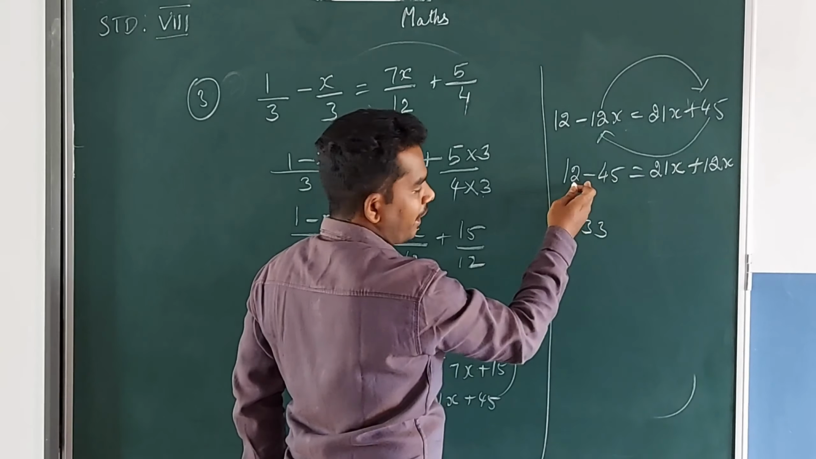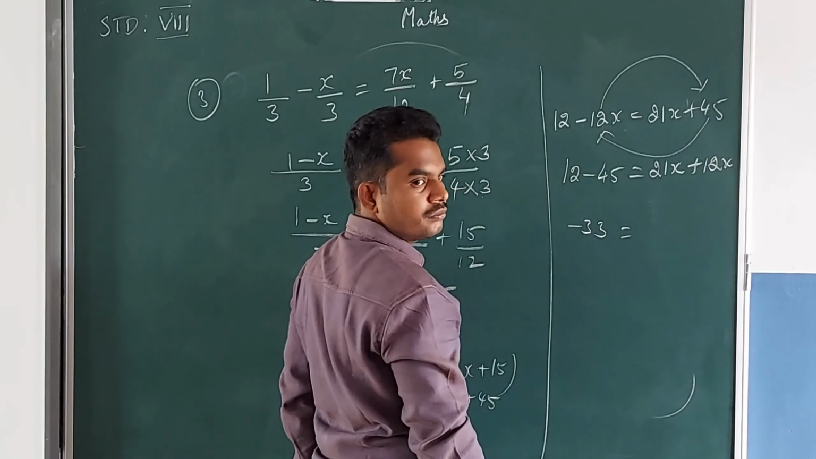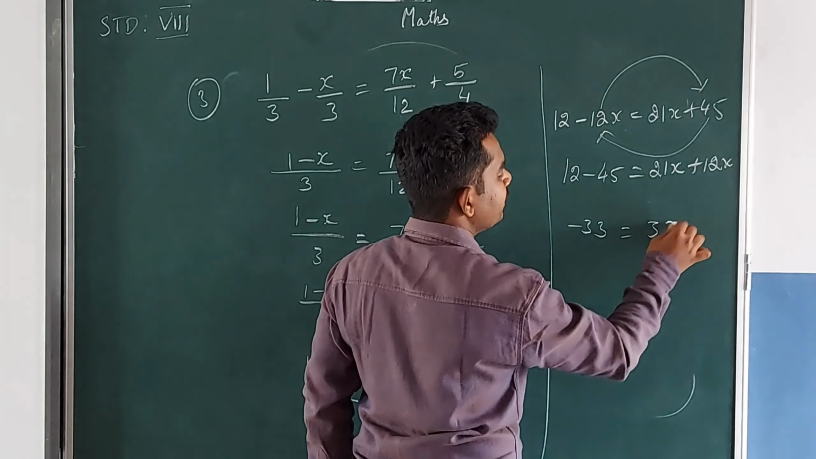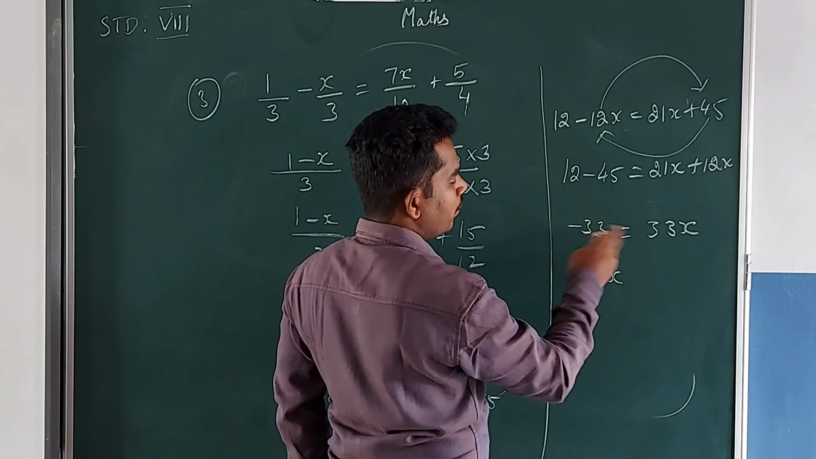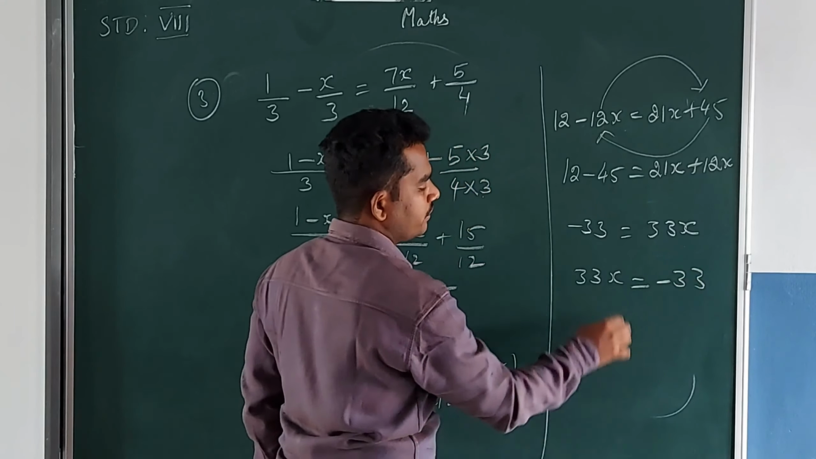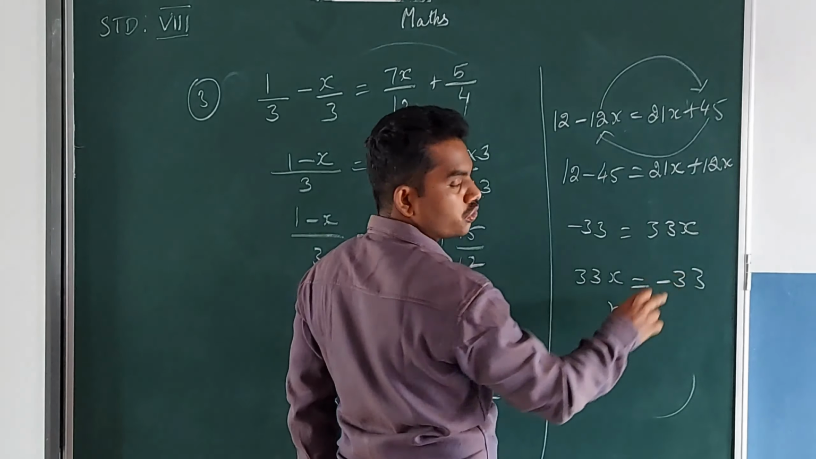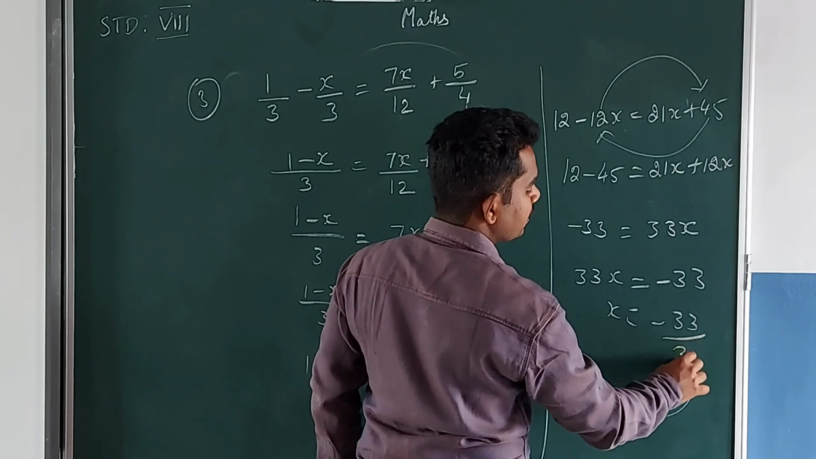Next step, 21 plus 12, 33x. So, 33x I write in the left hand side, and on the right hand side, minus 33. So, x equal to, 33 goes to divide, minus 33 divided by 33. So, x equal to, 33 cancels 1 time.